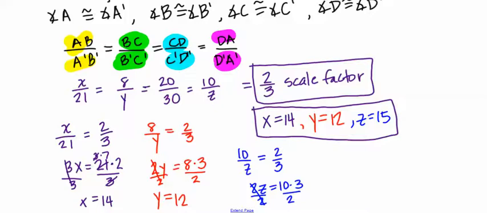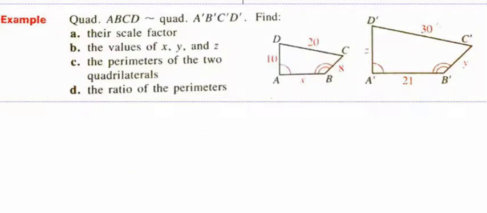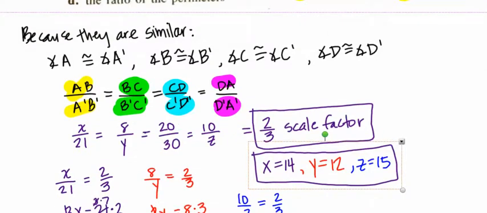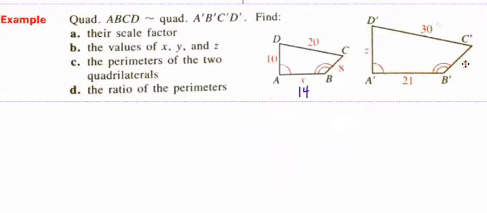So we found the answers to the first two problems. We know that x is equal to 14, y is 12, and z is 15. So x is 14, y was 12, and z is 15. Now we're going to find the perimeters of the two quadrilaterals.